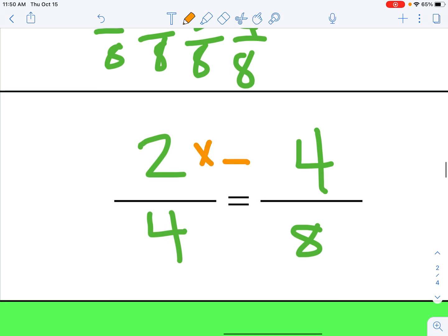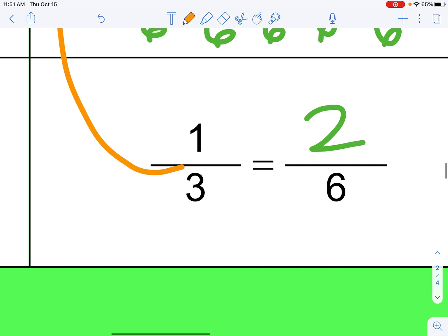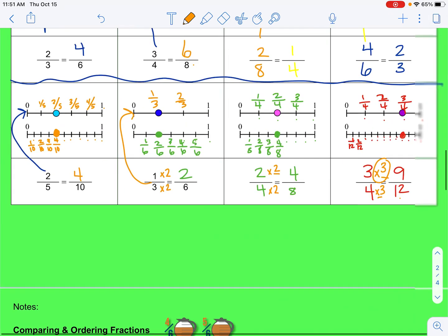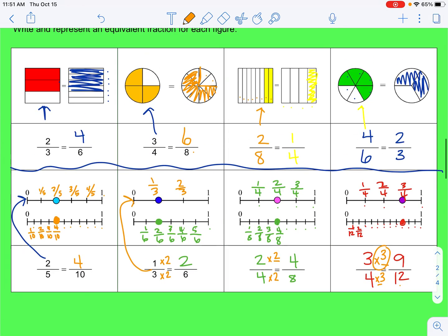Like same thing with this one. 2 times what gave me 4? 2 times 2. So I have to do the same to the bottom. 4 times 2 gives me 8. Same thing over here. 1 times 2 gives me 2. So 3 times 2 gives me 6. So I know that my fractions are right.